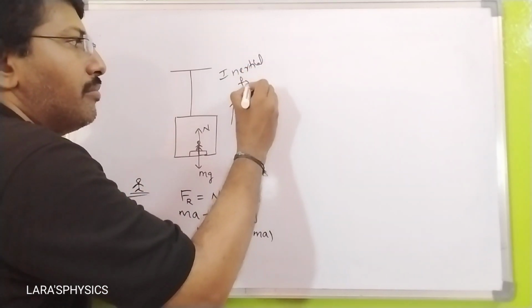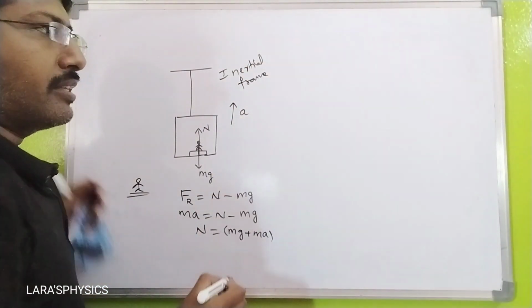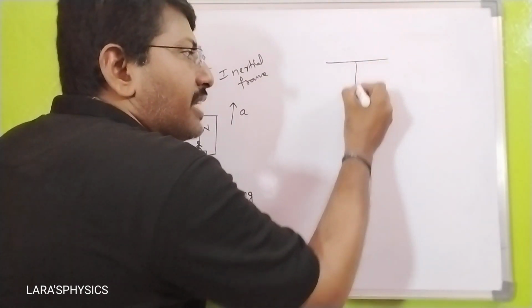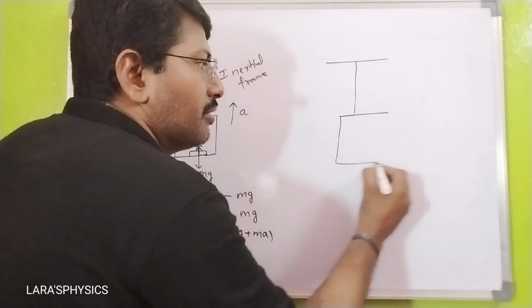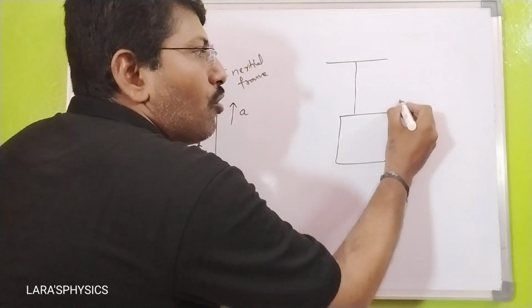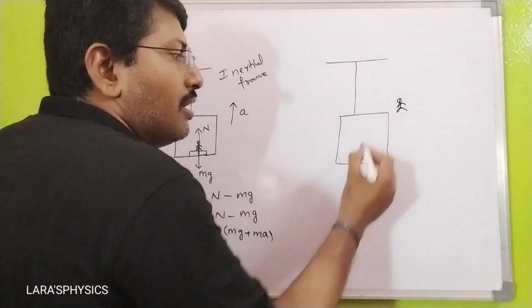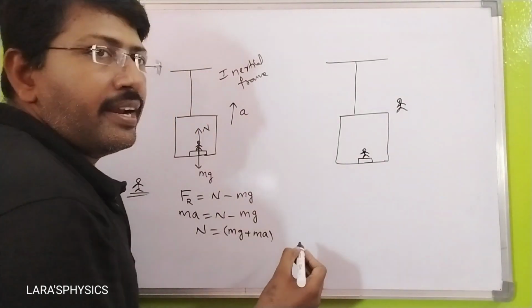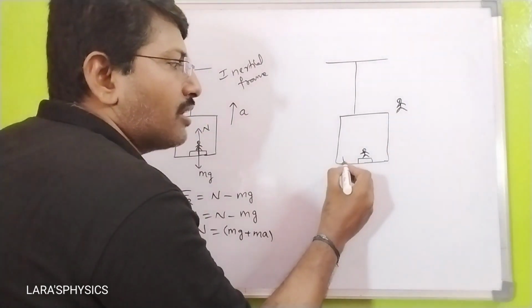Inertial frame. Next, second situation. So what happened? Simply I take the same lift. The lift is moving in the upward direction and one person is standing. So here I also stand.